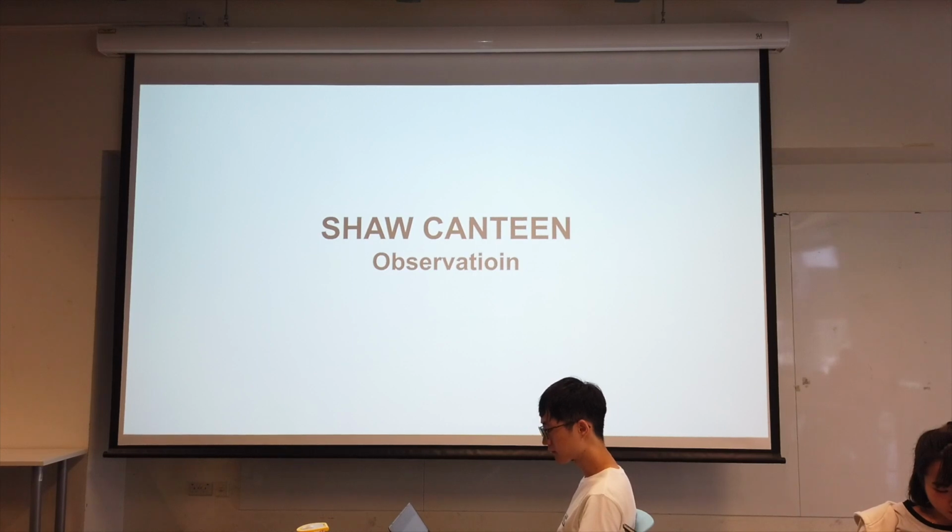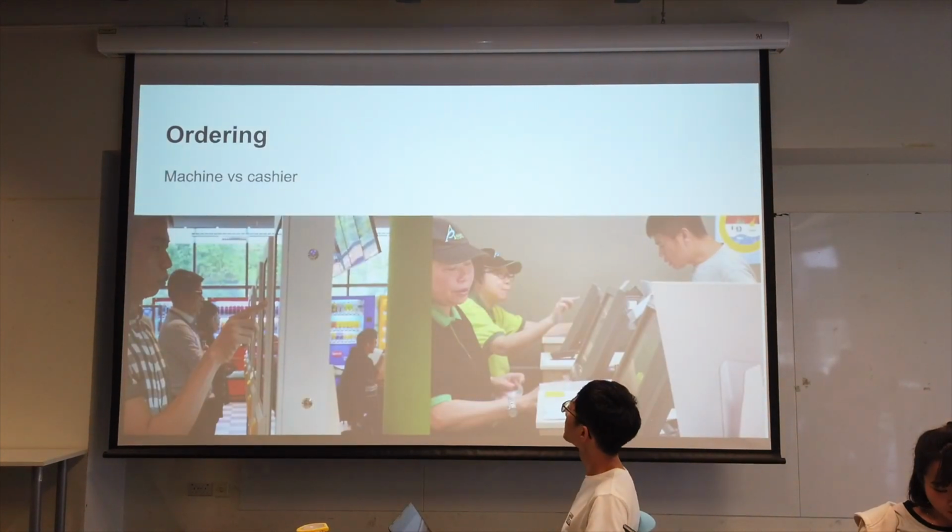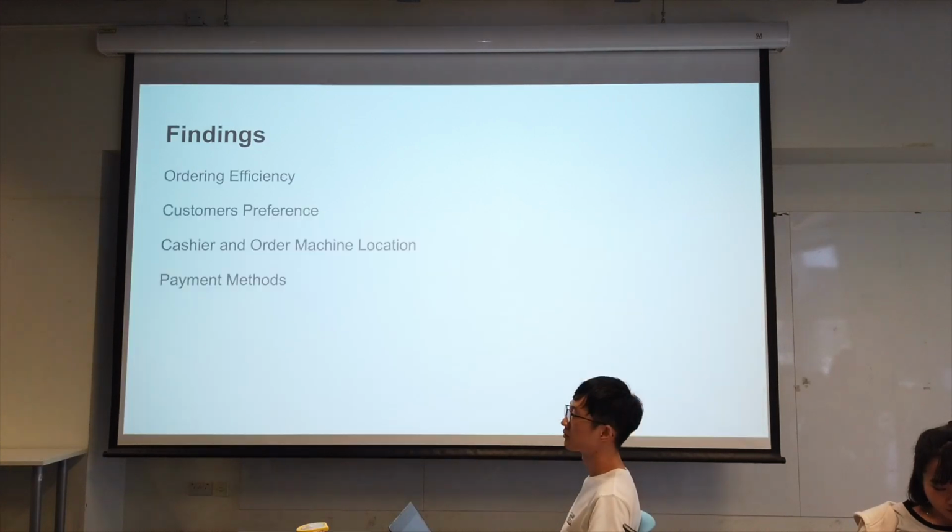Hello guys, our observation was in the Shaw canteen. Our observation mainly focused on the ordering process, and we have 4 findings. The first one is ordering efficiency, the second is customers' preference, and then the cashier and ordering machine location, and the payment methods.